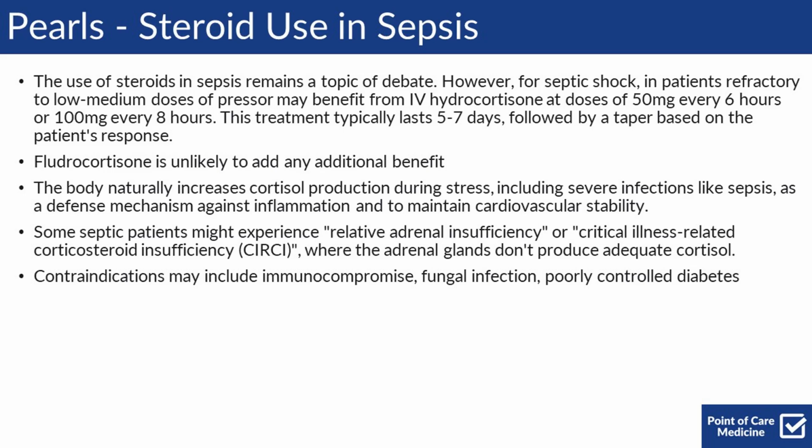The body naturally increases cortisol production during stress, including severe infections like sepsis, as a defense mechanism against inflammation and to maintain cardiovascular stability. Some septic patients might experience relative adrenal insufficiency or critical illness-related corticosteroid insufficiency, where the adrenal glands don't produce adequate cortisol. And that's why steroids can be valuable. Contraindications to steroid use might include immunocompromise, fungal infection, or poorly controlled diabetes.